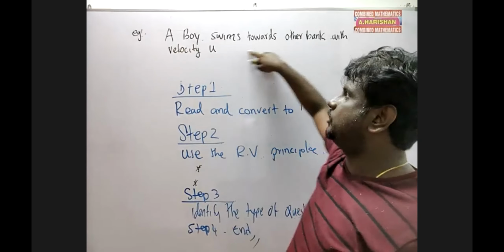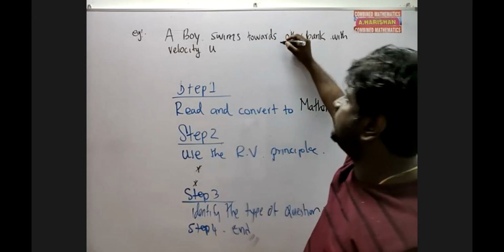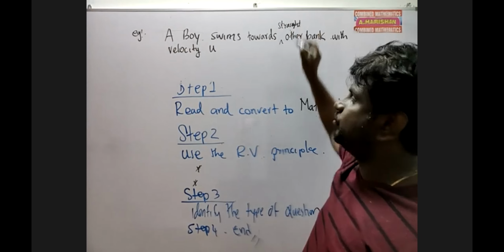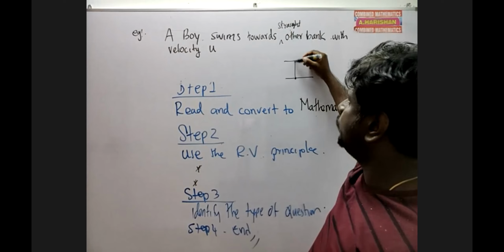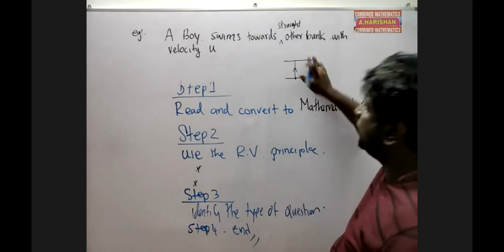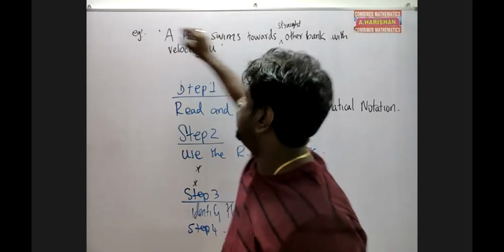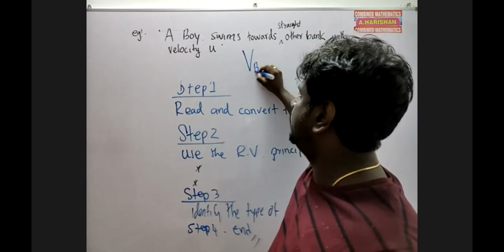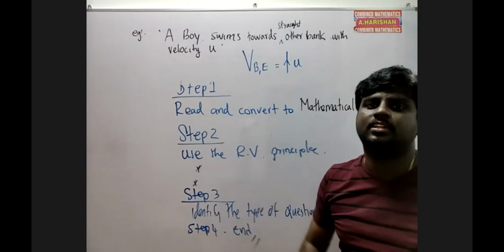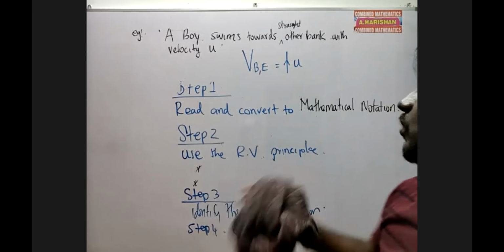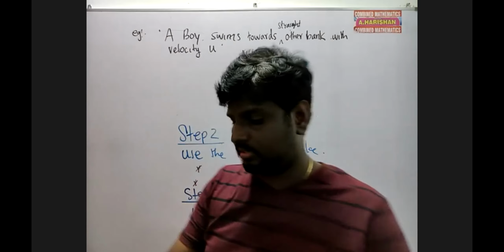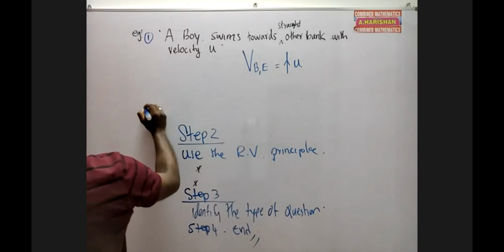Actually, swims towards the other bank means straight. Here you have to include straight to the other bank. That means the person is here and is going in this direction. That's it. So this whole statement can be expressed as the velocity of the boy with respect to earth, in this direction, u. Is it clear? So go for the next one. That's the first one. Second one, write down.